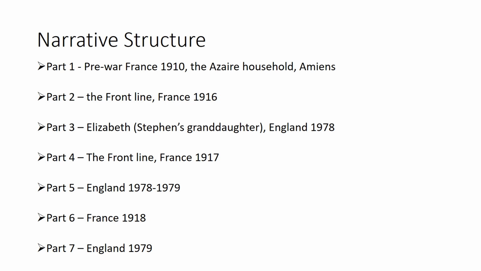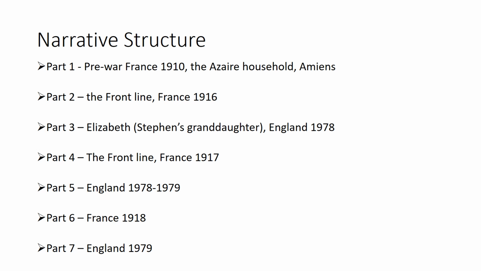Part 3 is our third time period, and this is with Elizabeth, who is Stephen's granddaughter, in England of 1978. So it offers us an opportunity to see how society has changed as a result of the sacrifices that were made in World War I. We then go back to the front line a year later from part 2, France 1917, and see the development of the war and the ways in which the characters have changed and shifted as a result of their experiences.